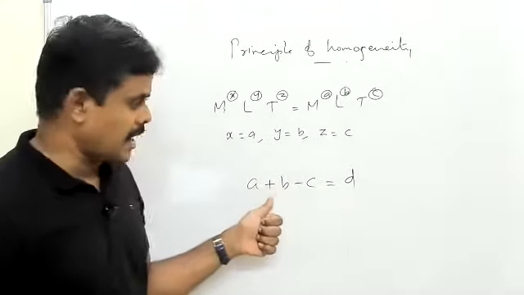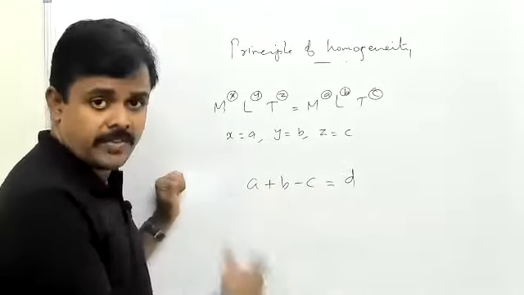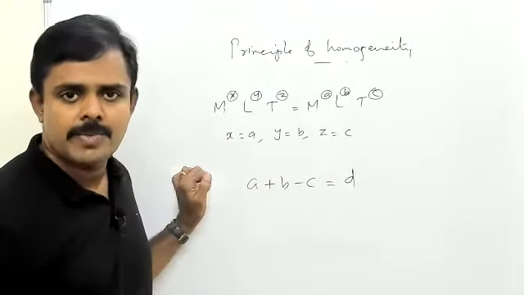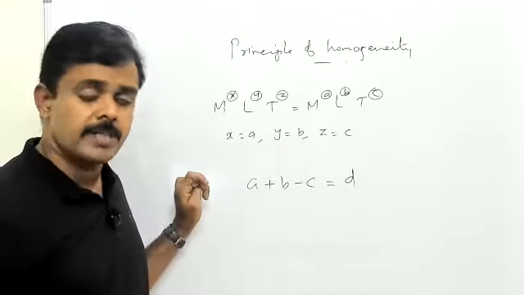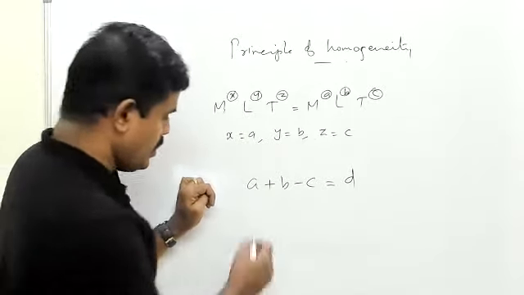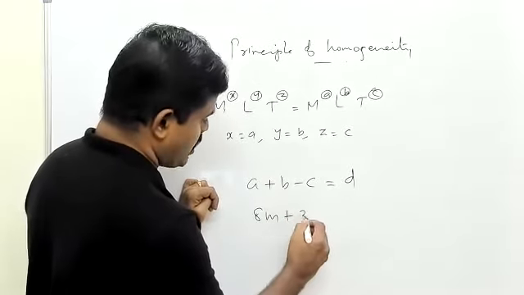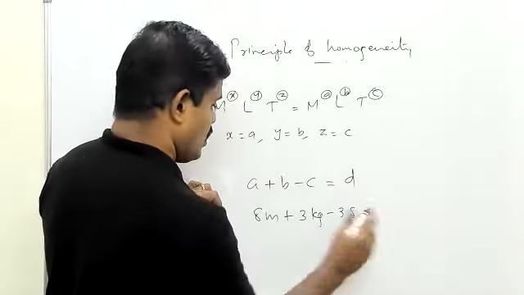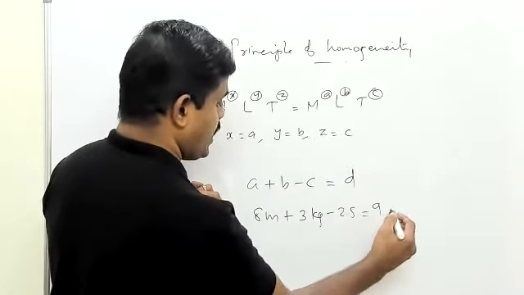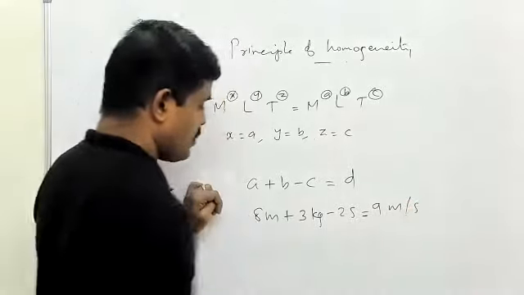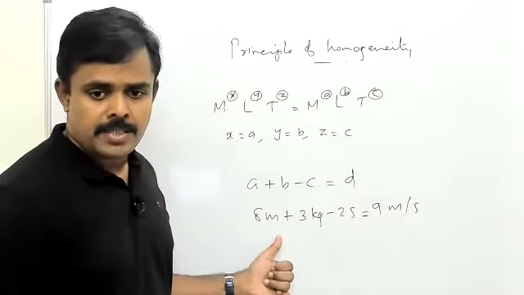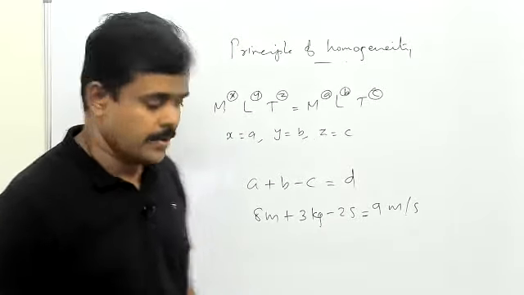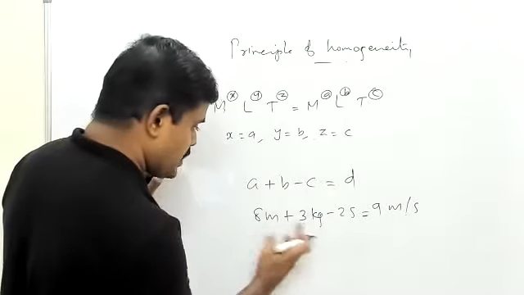If you take a plus sign, minus sign, equality sign, on both sides of the sign, dimensions must be the same, or units must be the same. For example, does it make sense to write 8 meter plus 3 kilogram minus 2 seconds is equal to 9 meter per second? Is that correct? No.